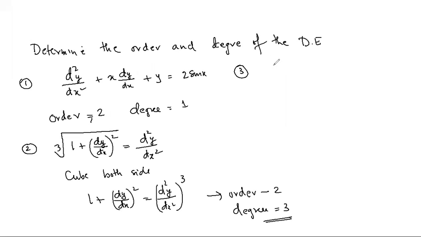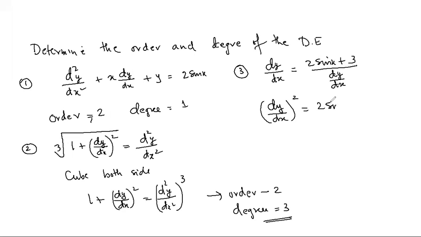Question number 3. dy by dx is equal to 2 sin x plus 3 upon dy by dx. Is it order 1 and degree 1? No. Why? Negative power. We have a negative power in the denominator. So what should I do? Cross multiply. So dy by dx the whole square is 2 sin x plus 3.